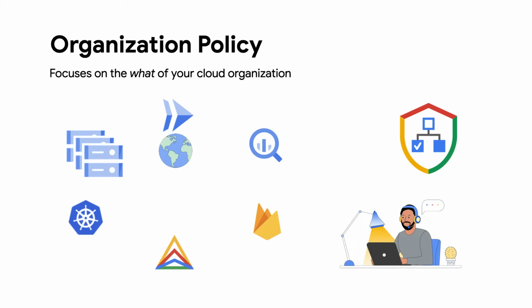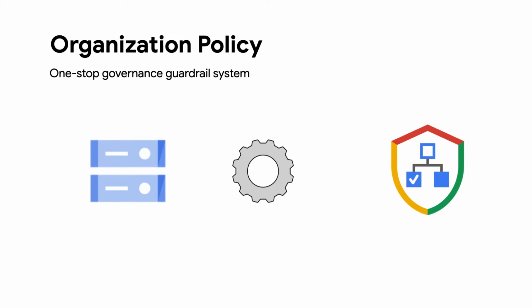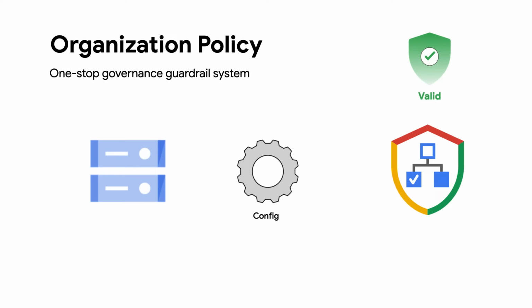As the Organization Policy Administrator, you will be able to configure security guardrails across your entire resource hierarchy. You can think about organization policy within Google Cloud as its one-stop governance guardrail system. Security admins can use it to enforce what types of resource configurations are allowed in their environment. This ensures your company stays within compliance boundaries and adheres to your company's security policies.